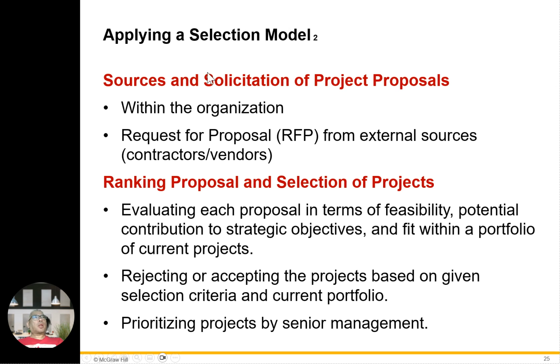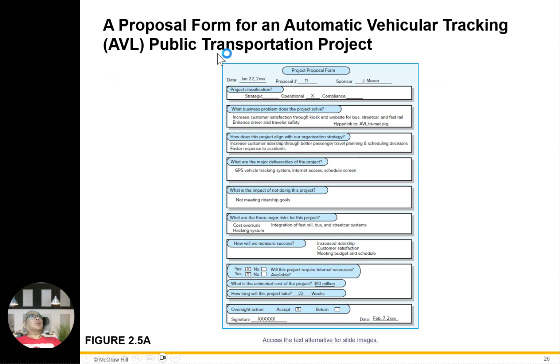Apply a selection model. Source and solution of project proposal within the organization. Request the RFP, which is from external contractors and vendors, and do a ranking of proposals and selection of projects, evaluating each proposal in terms of feasibility, rejecting and accepting projects based on given selection criteria, and processing projects by senior management. Proposal from automatic vehicle location (AVL) system, transportation.